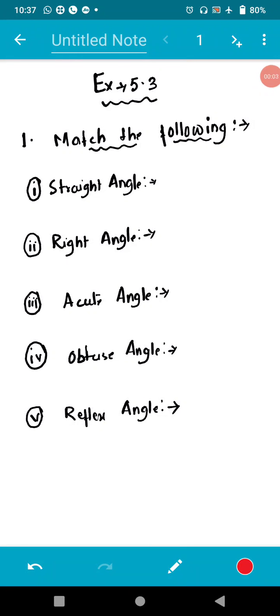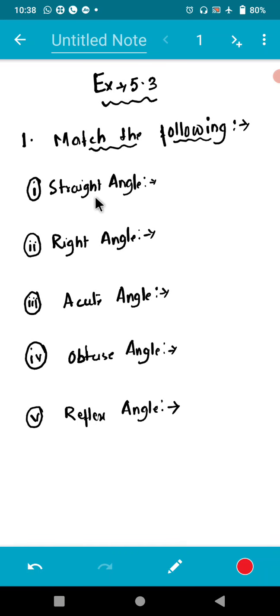Hello everyone. Now today I will explain question number 1 and 2 of exercise 5.3. So in question number 1 we have to match the following. According to the question, they have given 5 choices, and on the other side they have given 6 options, so one extra option is given. Now I will write the right option in front of every choice.